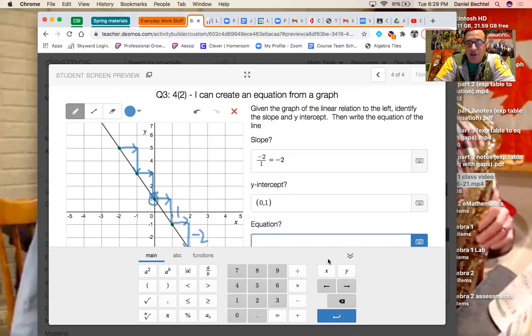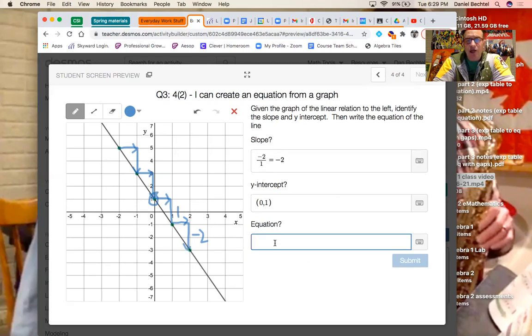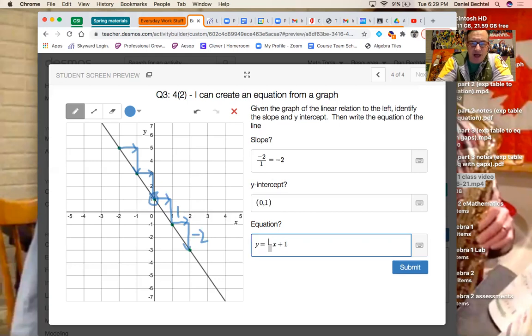Now, when we go down to this equation, I'm going to get rid of that for a minute. The equation is always y is equal to mx plus b. M is my slope, b is my y-intercept. So let's edit this here. The b is that 1. So I'm going to delete that and put a 1. So I know that it's plus 1. And the m is my slope. So I can either write that as the fraction negative 2 over 1. So negative 2 over 1x plus 1. That would be totally fine if you did that.